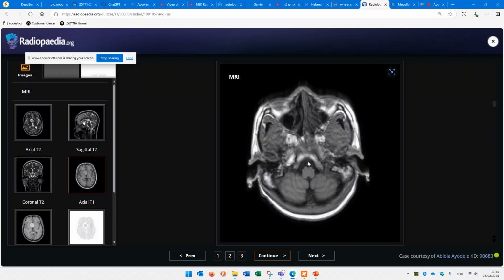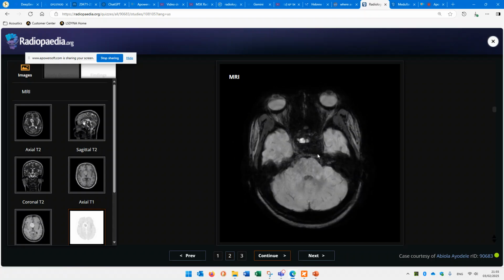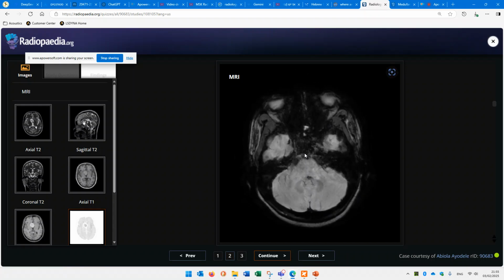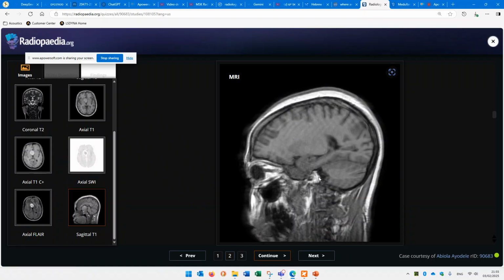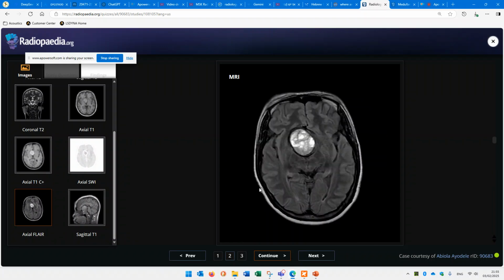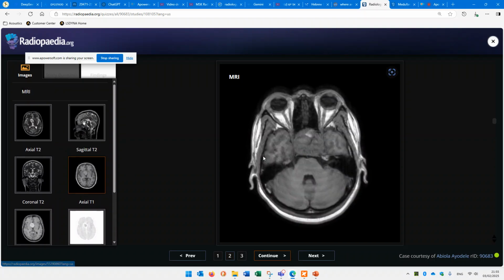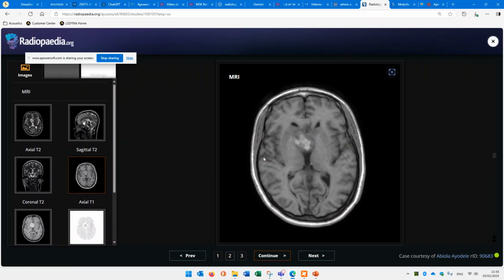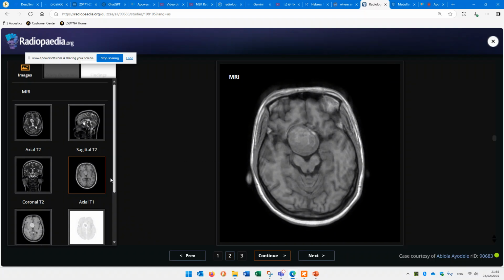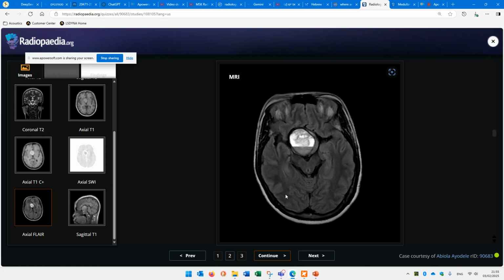Because macroadenoma may be the most common tumor in the pituitary, macroadenoma, prolactinoma, but it doesn't really look like that. Maybe it is. It looks more like something with different types of tissues.